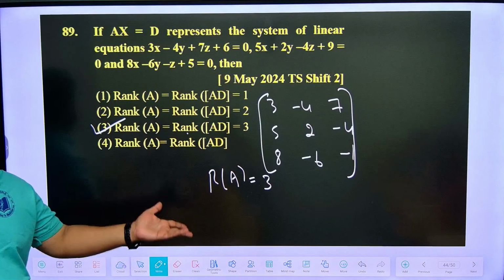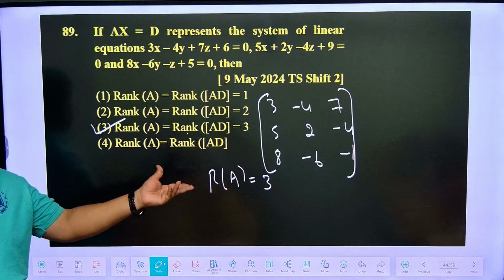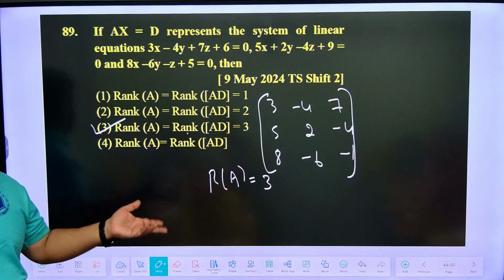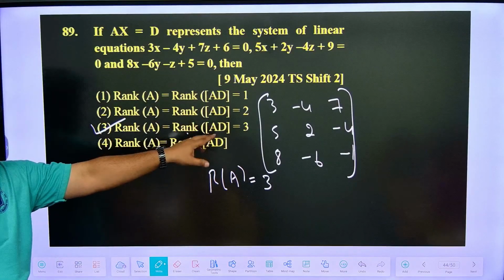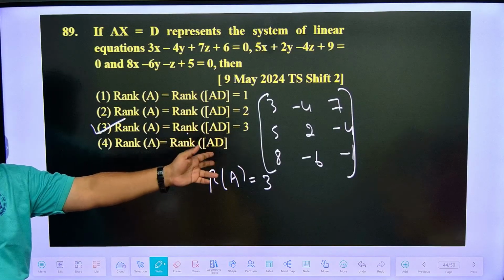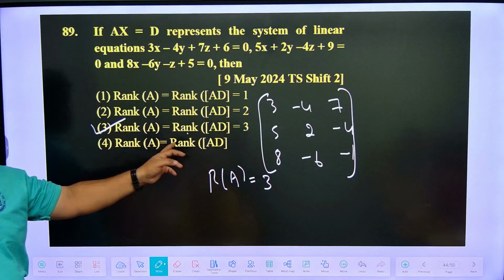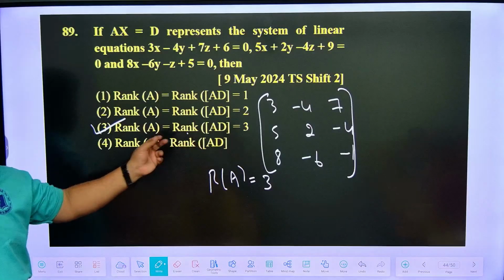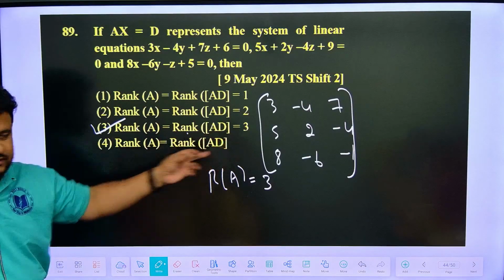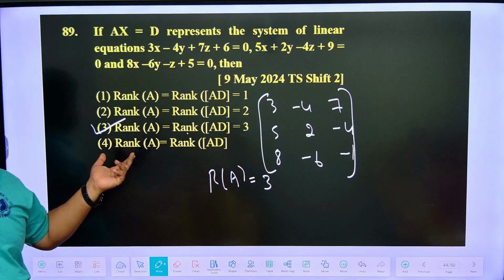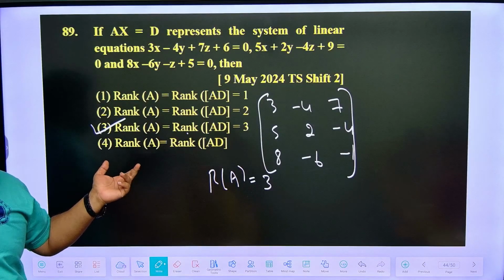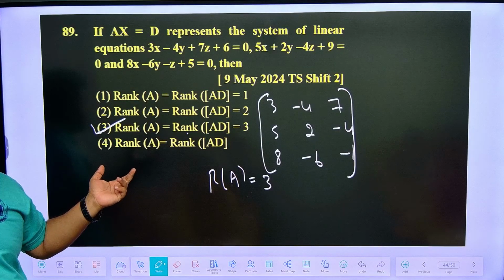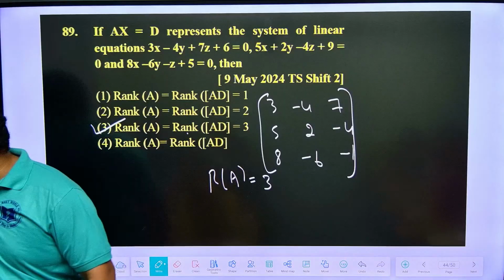So once it is not equal to 0, rank of A will be equal to the order of the matrix, 3. Once it is equal to 0, you have to eliminate the first row and first column and check for rank 2. So here rank of A is equal to rank of AD is equal to 3. You don't have to check for rank of AD at all. So only one option is there, having rank of 3, that is the third option. Clear? Understood everyone? Who else is there? Purnima madam. Okay, fine.